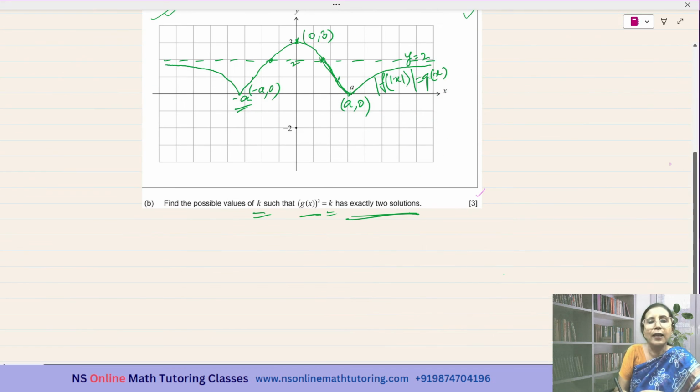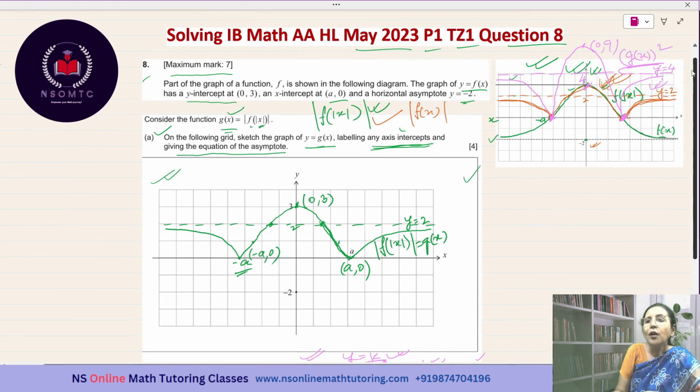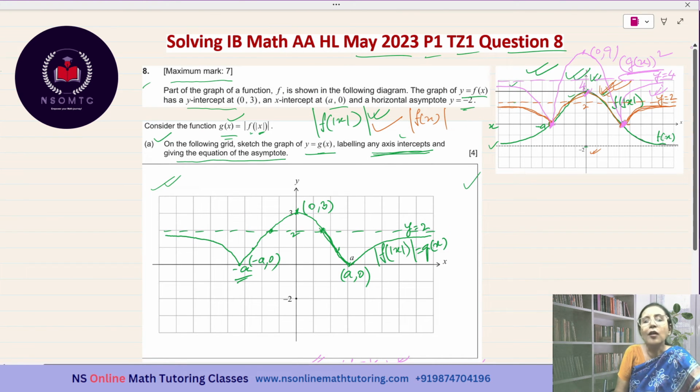And they are asking, then you are having g of x whole square equal to k. So we have sketched the g of x whole square curve, and there will be another horizontal line y equal to k. And this horizontal line should be cutting this g of x whole square curve at exactly 2 points. Only then we can have exactly two solutions. Okay. So where can we draw the horizontal line so that it cuts the curve at exactly 2 points?